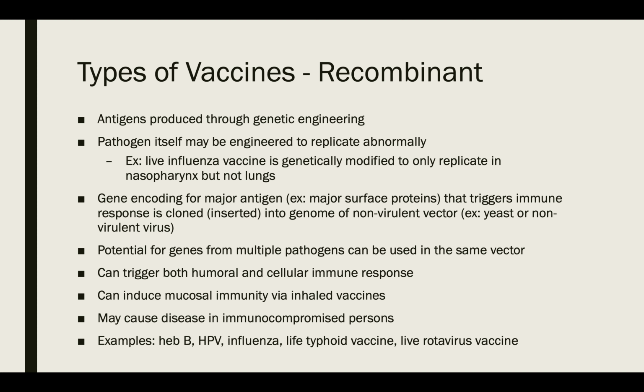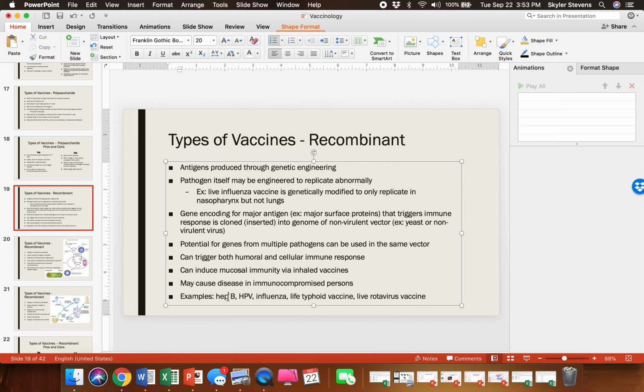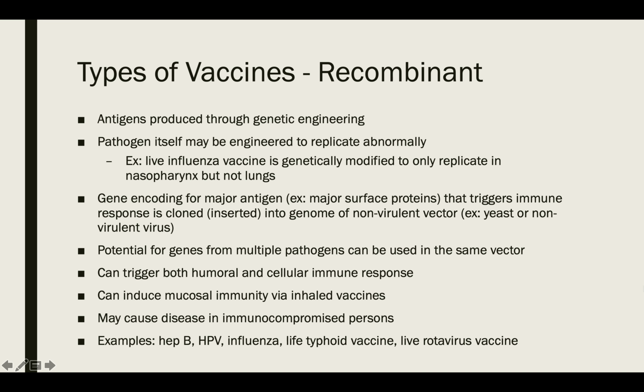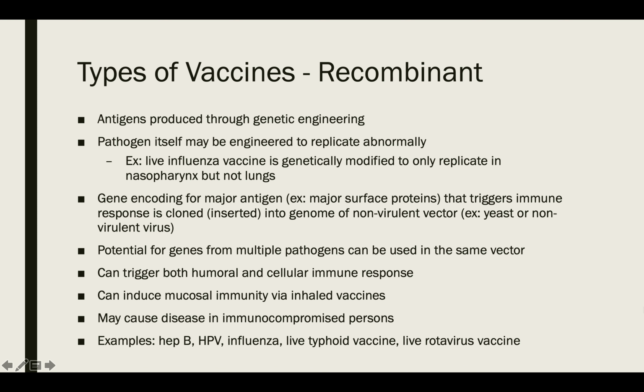Examples of recombinant vaccines. This is supposed to be Hep B. Let me fix this. Okay, hepatitis B, HPV, that's human papillomavirus, influenza. Man, I really can't type, can I? Live typhoid vaccine is recombinant, and then the live rotavirus vaccine is recombinant.